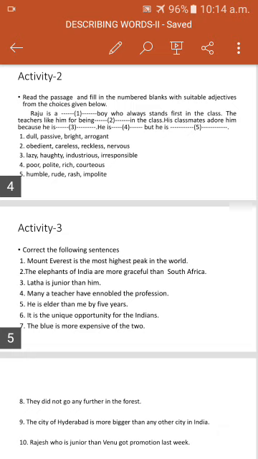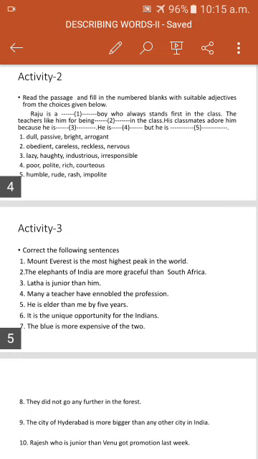Raju is a bright boy who always stands first in the class. The teachers like him for being obedient in the class. His classmates adore him because he is industrious. He is rich, but he is humble.